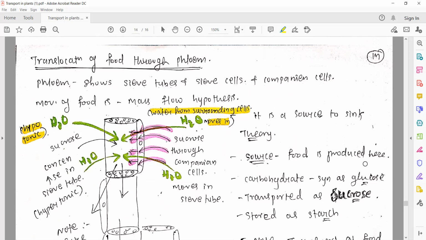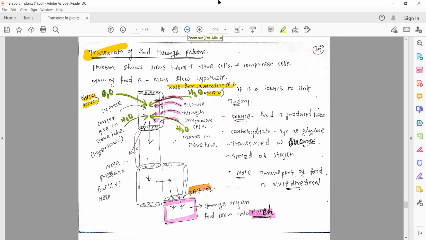Now this is our last part. So let's go with this point. Very, very important part of the lecture, you can say. See, translocation of food through phloem. Now we are talking about food, and the conducting element has changed over here. Now it is the phloem. Everyone knows that food is conducted with the help of the phloem only.